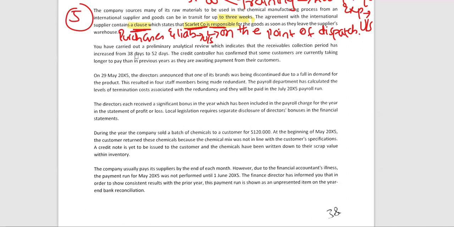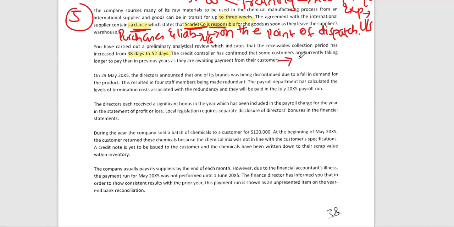Moving forward, you have carried out a preliminary analytical review which indicates that the receivables collection period has increased from 38 to 52 days. So if your receivable collection period is increasing, it means that customers are taking longer to repay our client. The credit controller has confirmed that some customers are currently taking longer to pay than in previous years, as they are awaiting payment from their customers. So if the receivable days are increasing and they are taking longer to pay than in previous years, we have a very strong risk that some of the receivables might not be recoverable.